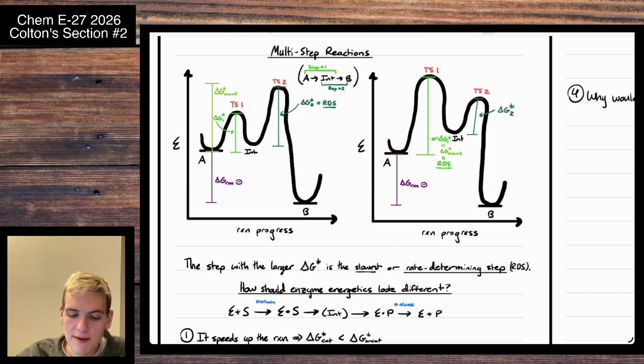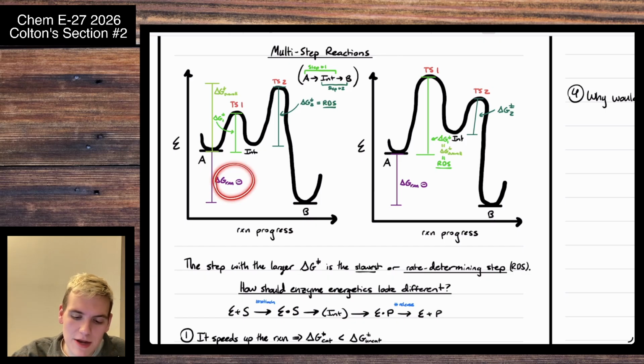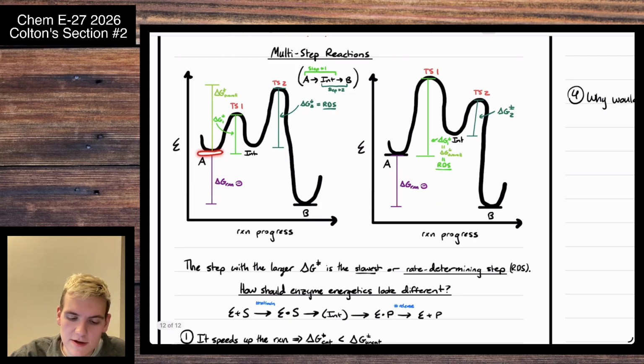And you can also think about, like, again, we have delta G double dagger 1, we have delta G double dagger 2. We can also say, okay, going from A to the highest point, that's our delta G double dagger overall. Which, again, doesn't tell us the rate determining step. It tells us overall how much energy needs to go in. Cool. And noticeably, having multiple steps here doesn't change our delta G reaction at all. It is just from our starting material to our final product.